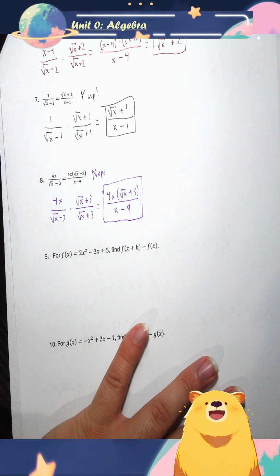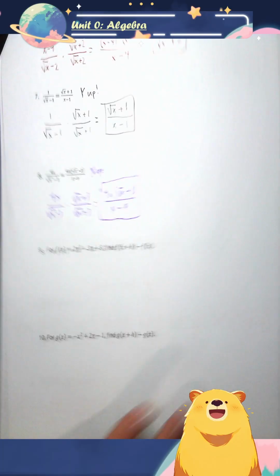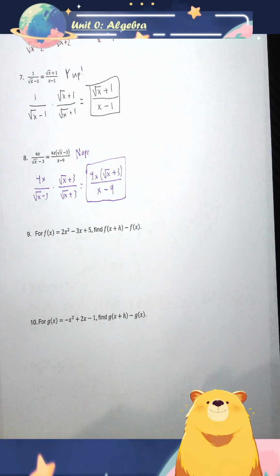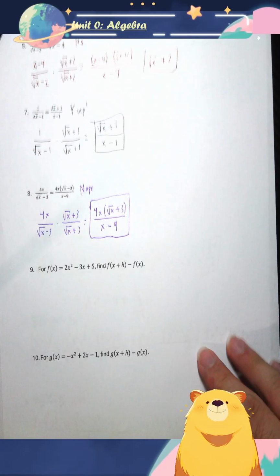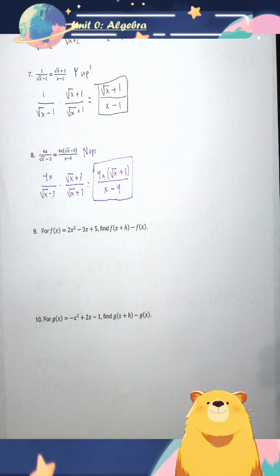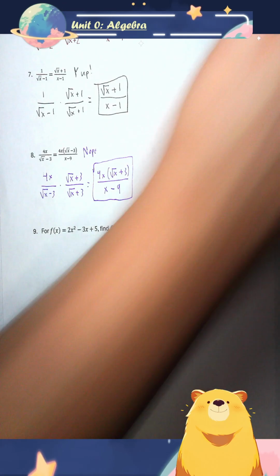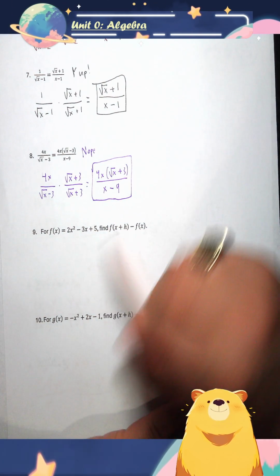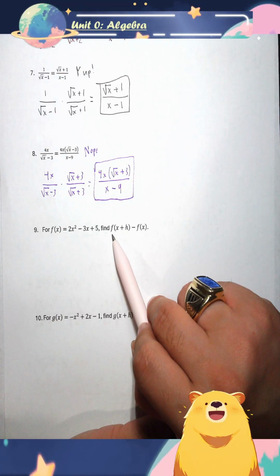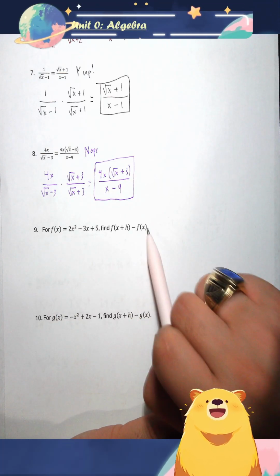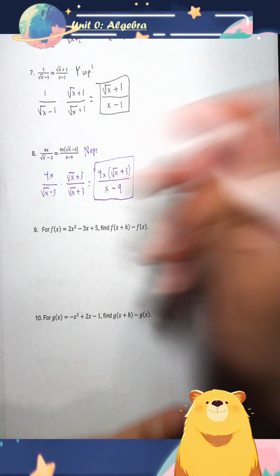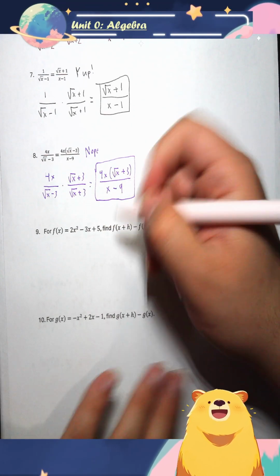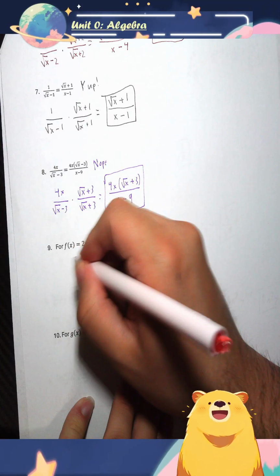Okay, let me go ahead and now let's jump to the last ones. Okay, so for that last one, we have this expression and we want to find f of x plus h minus f of x. Pretty straightforward, but let's go ahead and practice our substitution ideas.